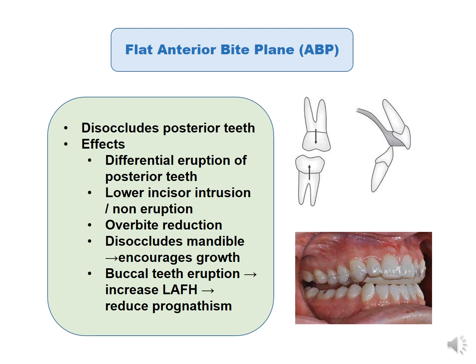The flat anterior bite plane occludes the posterior teeth. The effect of this is a differential eruption of the posterior teeth, with the lower incisors either being intruded or at least held from over-erupting. This results in a reduction of the overjet. The disocclusion of the mandible also encourages growth of the mandible, and with the buccal teeth eruption, there is an increase in the lower anterior facial height, which tends to reduce mandibular prognathism.